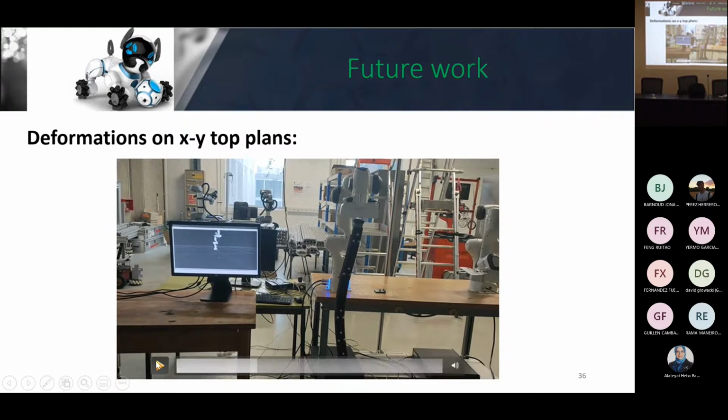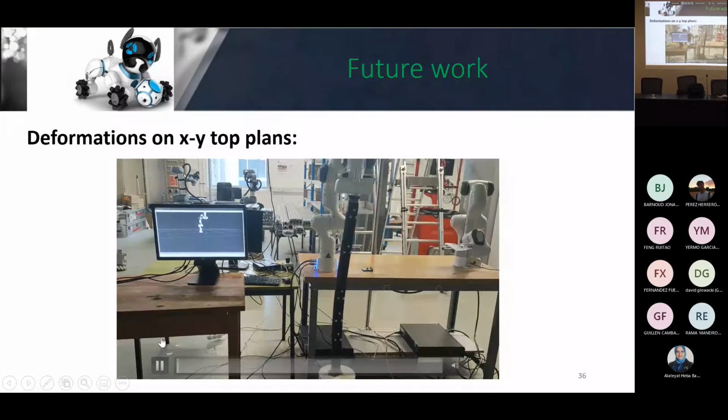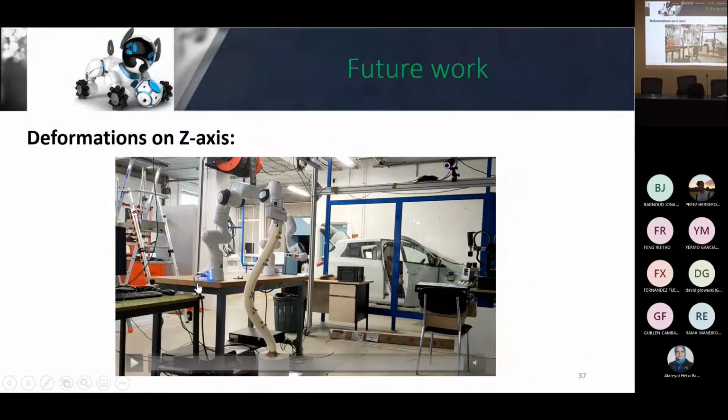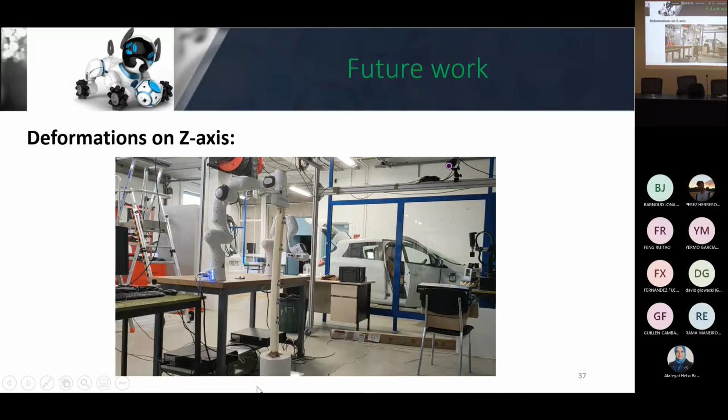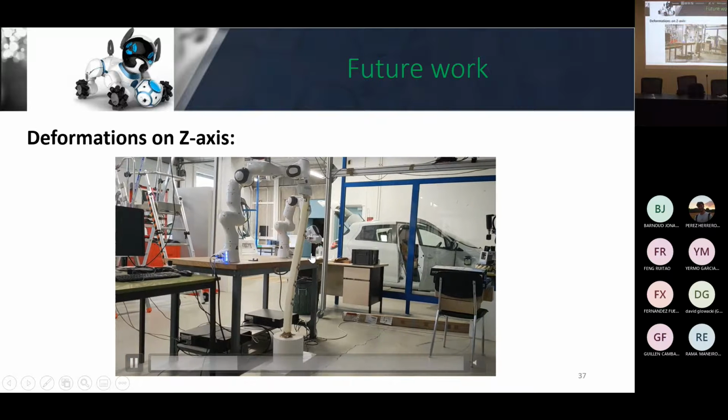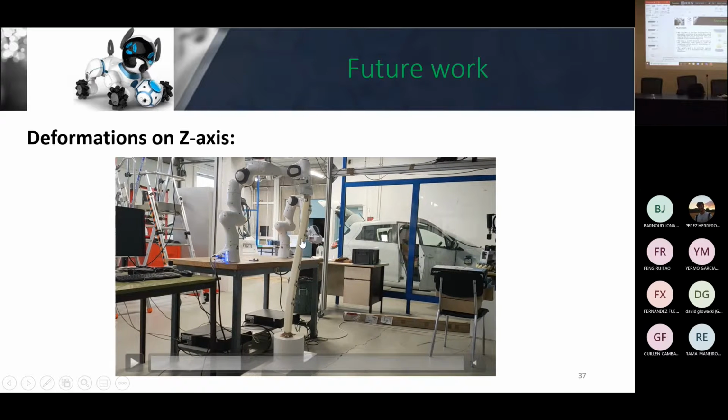On the other side, here is the real one. When it is on that axis, as you can see, it bends on the Z, but I'm going to show you another video.